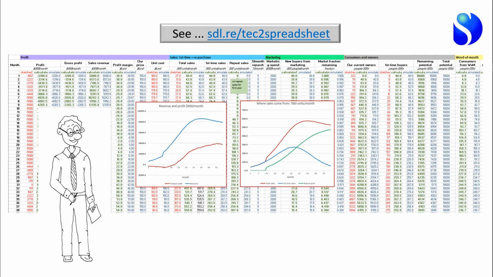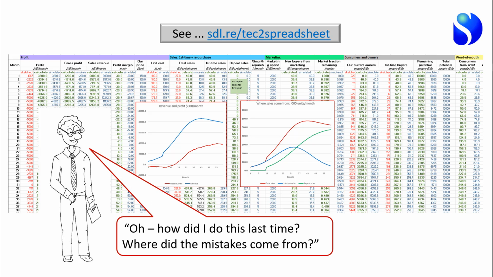And you can see that our analyst has put a couple of charts there summarizing what happened to revenue and profit, and a second chart showing the sources of sales from first-time buyers and repeat sales. So he goes and digs out this old spreadsheet from the last time he did this. And first of all, he's got to figure out how he put this thing together, what are all the relationships in this model, and he's got to figure out where the mistakes came from.